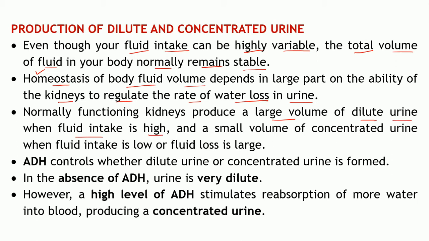Supposing you consume a lot of water, the urine output also increases, right? The volume of urine which is produced increases. And the urine which is produced is dilute urine. This is very important. Now why is a dilute urine produced? What do you mean by dilute? It means something which is less concentrated.